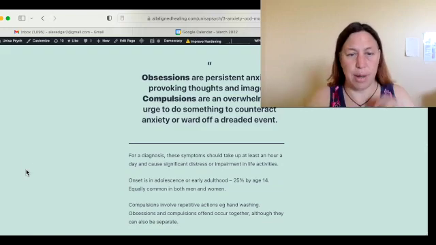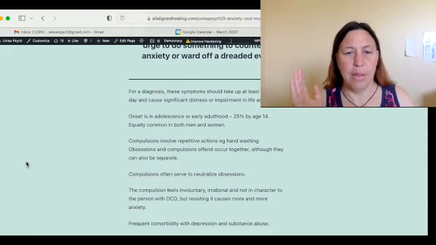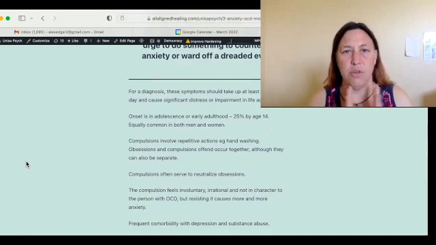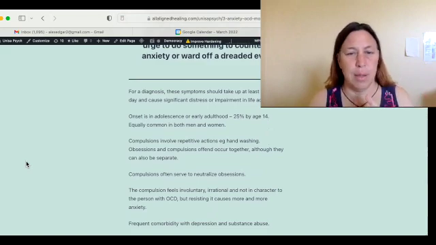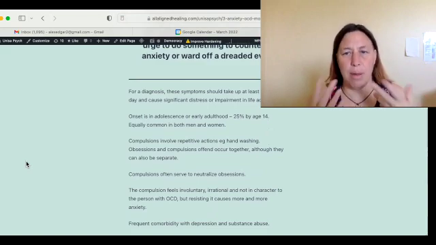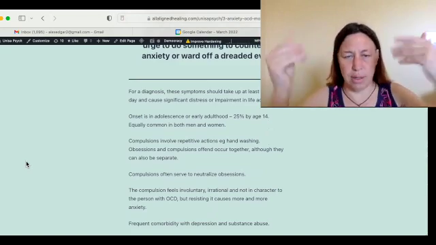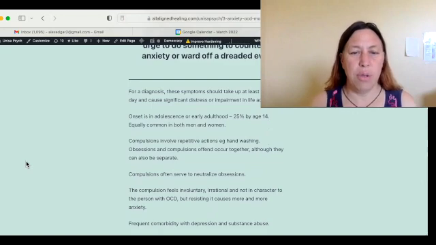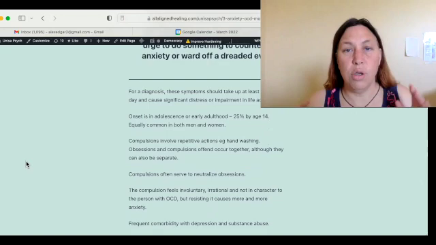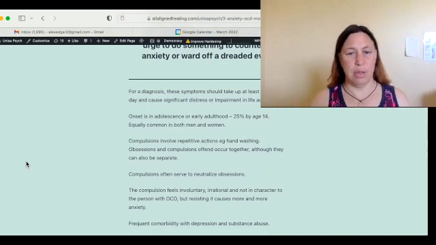They feed one another. Okay? So the compulsion is to neutralize the obsession. When I pray, I stop thinking my mother is going to die. Or not. But then the more I pray, the more I'm thinking about it, of course. So the obsession then actually is increasing. Okay, the compulsion may feel involuntary, irrational, and not in character, but the more you resist it, the more anxious you feel.